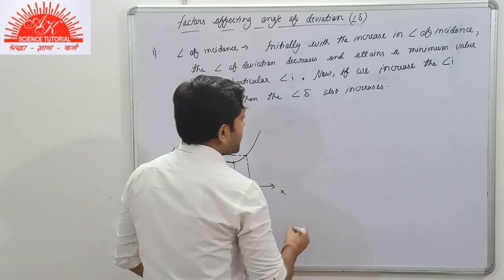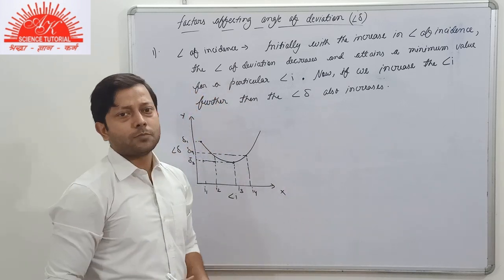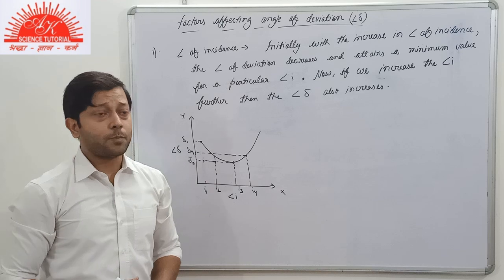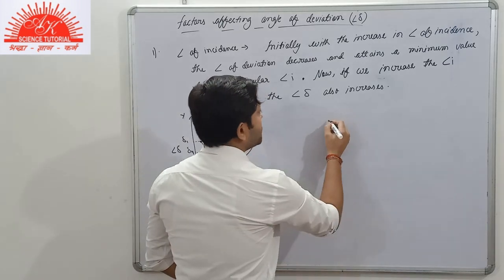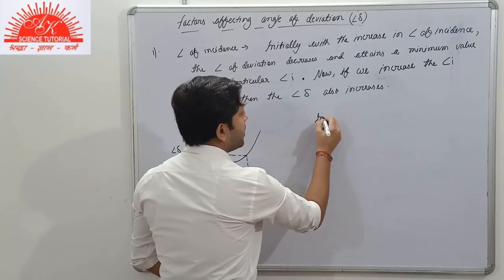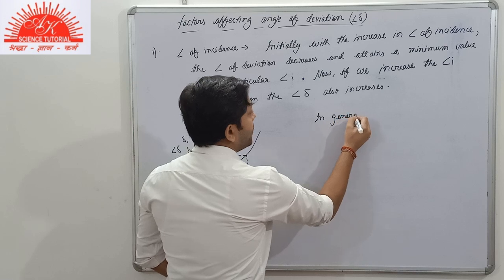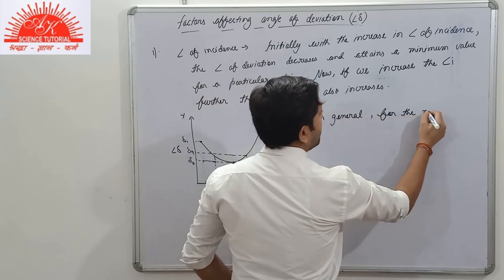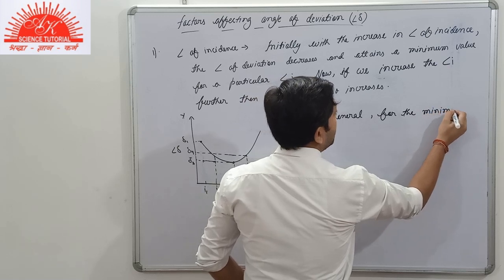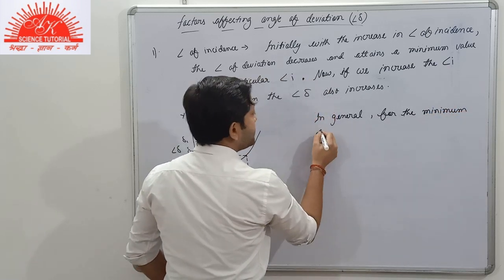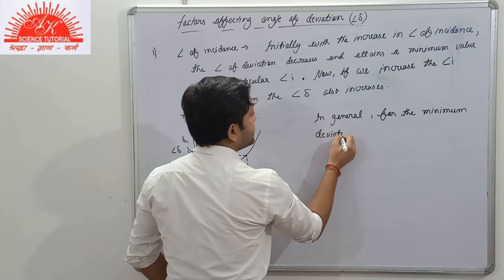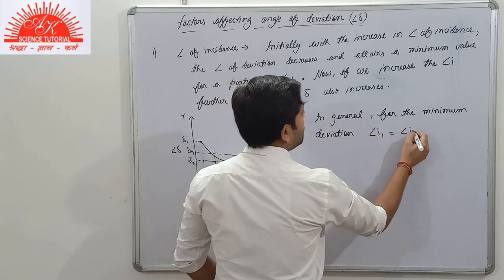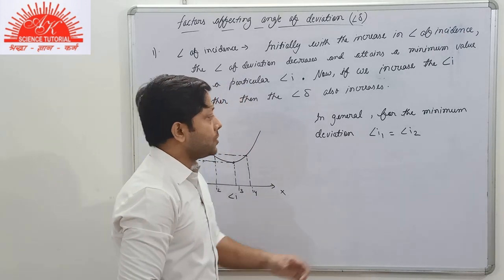Suppose that we have any type of prism, a scalene prism, an equilateral prism, or an isosceles prism. For any type of prism, we have a general condition. I'll write it here. In general, for the minimum deviation, angle I1 is equal to angle I2. It should be known to you.